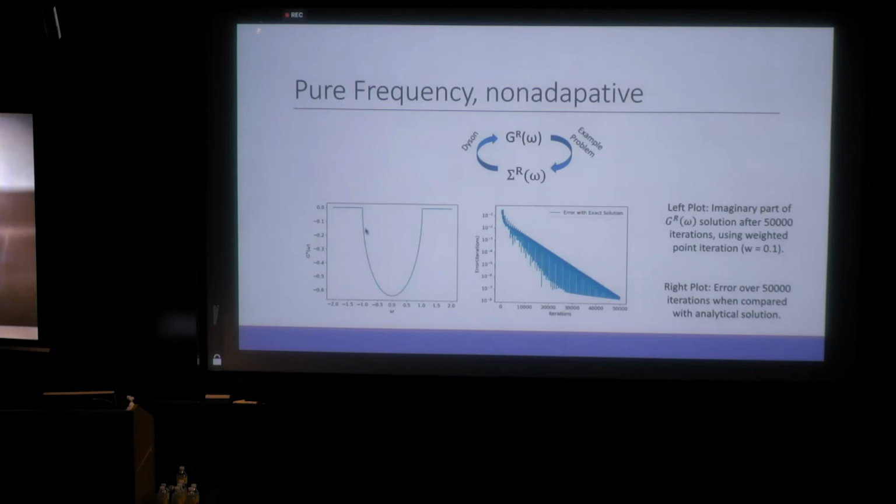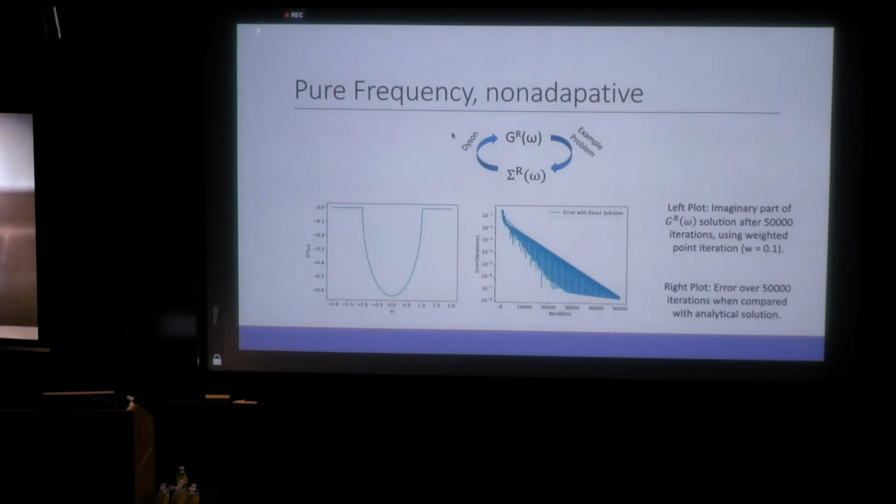After 50,000 iterations, this is our numerical solution for the spectral function, the imaginary part of the Green's function. And comparing the analytical solution of the Green's function to the numerical solution, we see erratic convergence towards machine precision after 50,000 iterations.